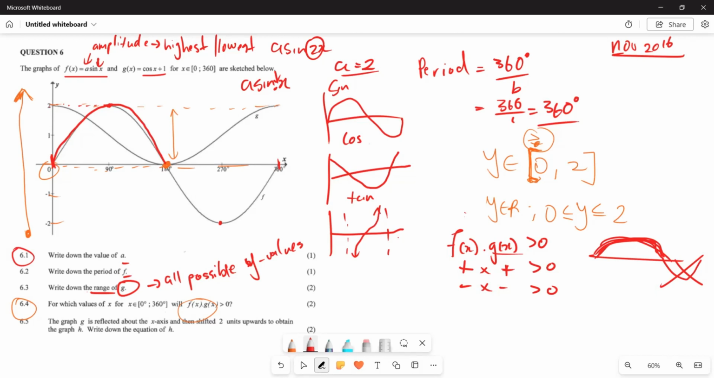But when it continues here, can you see that this part is not going to apply, because the graph of f(x) is not greater than 0 here. So it's only going to be up until here, the graph of f. Now, if you look at the graph of g, can you see that the graph of g is also above what?